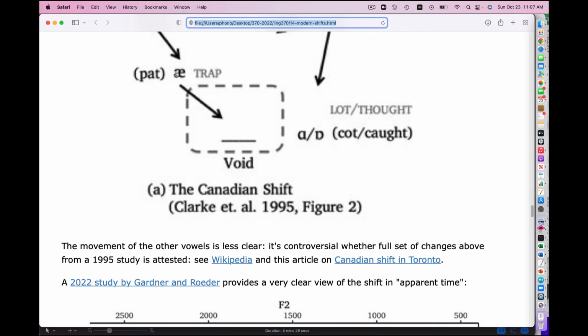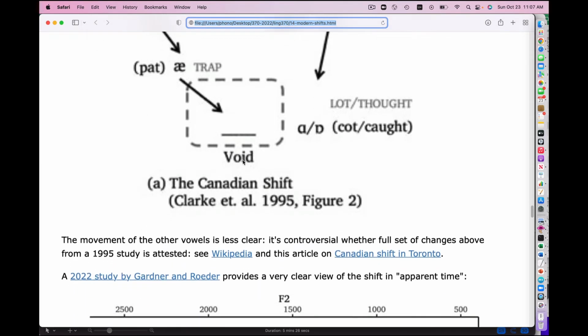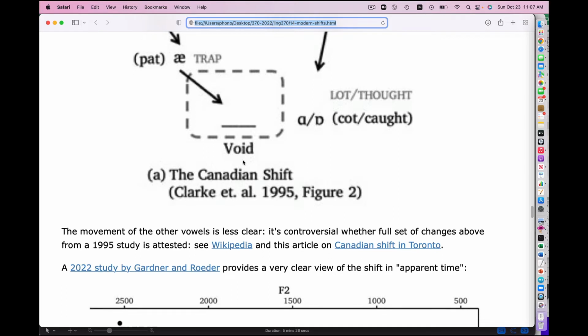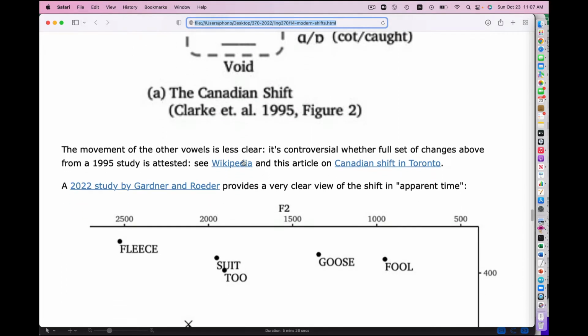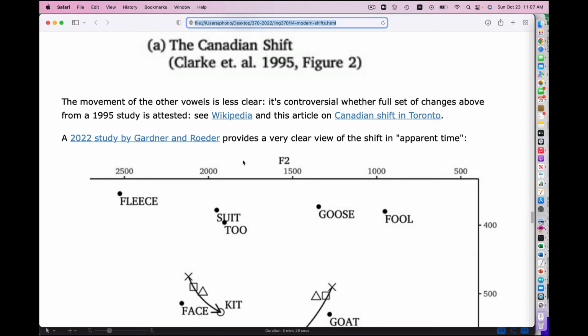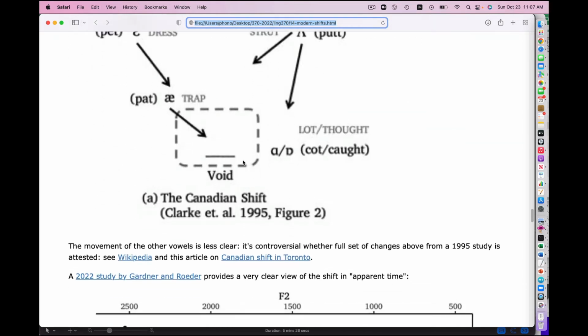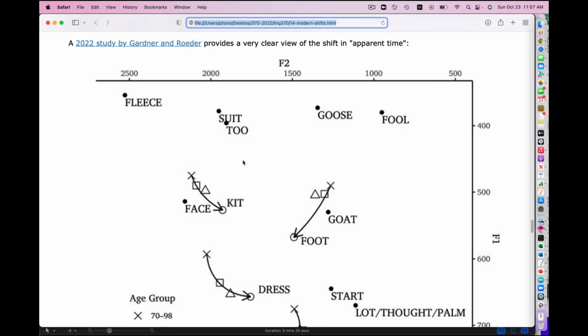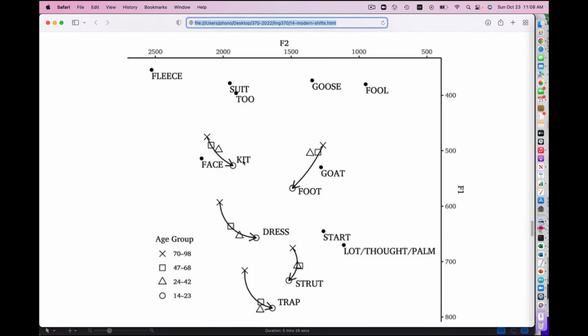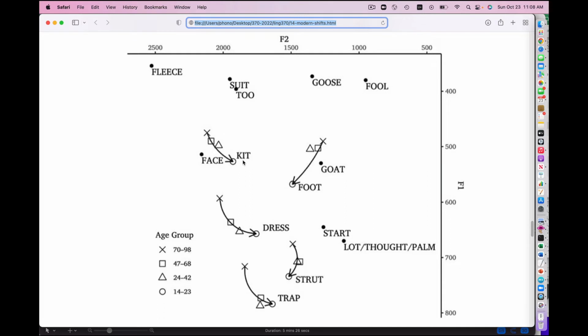It's pretty clear that the [æ] is centralized in Canadian English, but it's more controversial about what the rest of the changes actually are. We have some fantastic data on this now from a study that just came out this year. I'm going to make this a little smaller so you can see the whole table on your screen. So here's [æ] moving down. How do we know it's moving down? Well, we have data from older speakers and younger speakers.